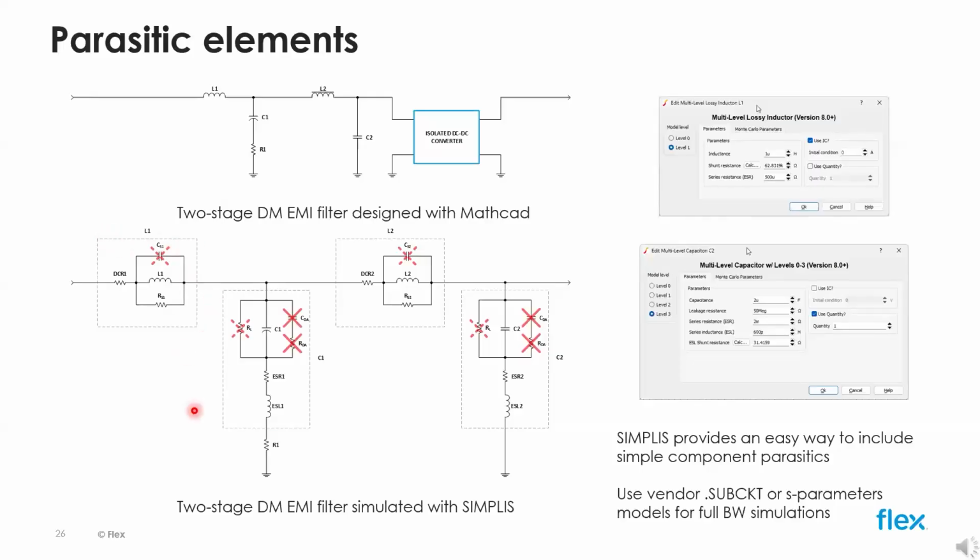Simplis provides multi-level component models where more parasitic elements can be entered by selecting a higher level model. Here we can see the multi-level models of inductors and capacitors. In both cases we can enter the parasitic series resistance, DCR for inductor and ESR for capacitors.